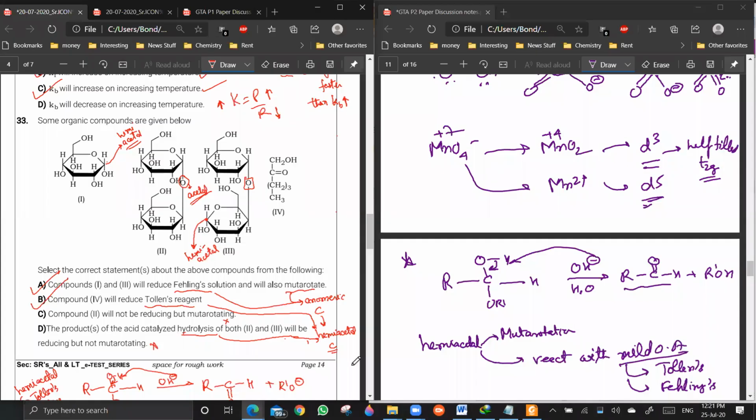Are you getting my point? Yes, sir. Products of acid catalyzed hydrolysis of 2 and 3. Now see, if you do acid catalyzed hydrolysis, then this will become a hemiacetal carbon. And this will also become a hemiacetal carbon. Are you getting my point? So both will show mutarotation as well as they will react with Tollens' reagent. Are you getting my point? Same is the case here.